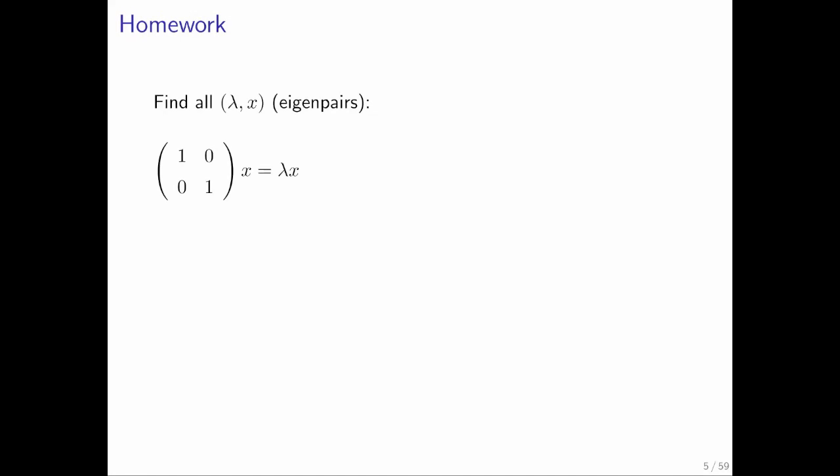Okay, so again, we may want to do this by examination. We know that the identity times x is always equal to x, and we think of that as the scalar 1 times the vector x. And what you notice is therefore that 1 seems to be an eigenvalue of the identity matrix.